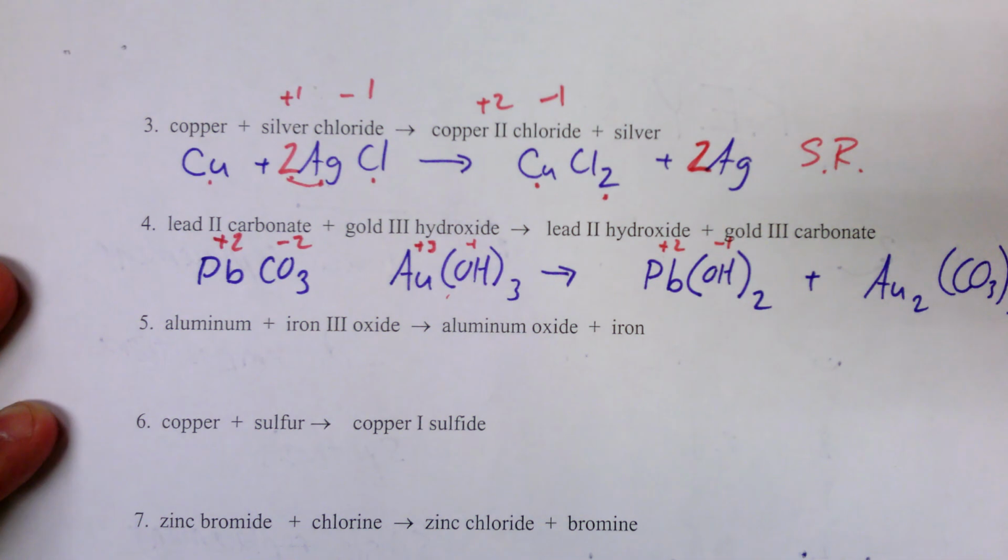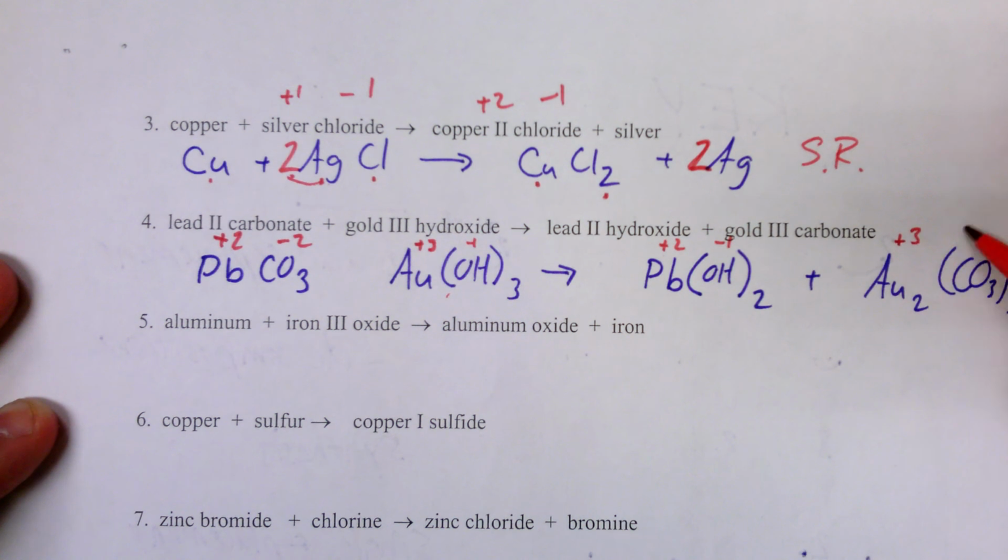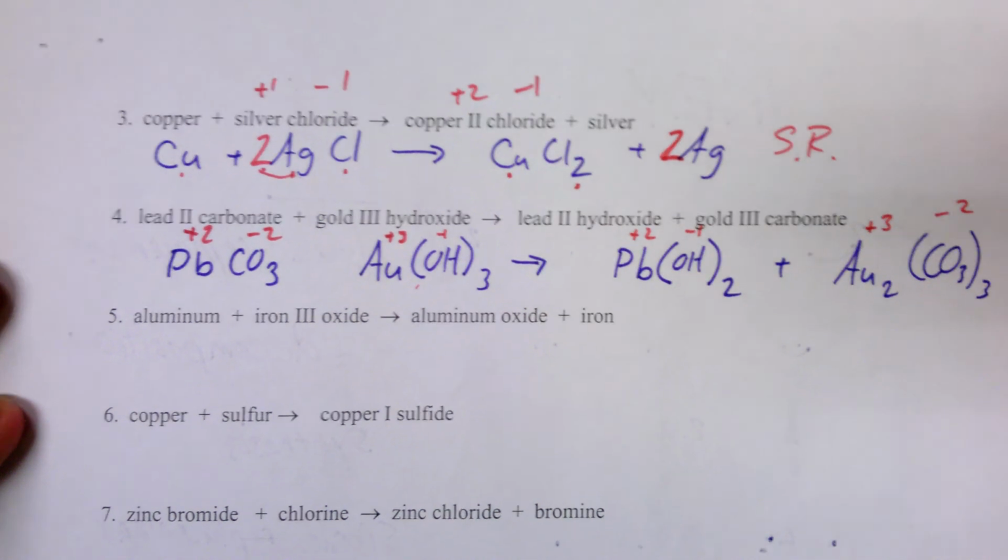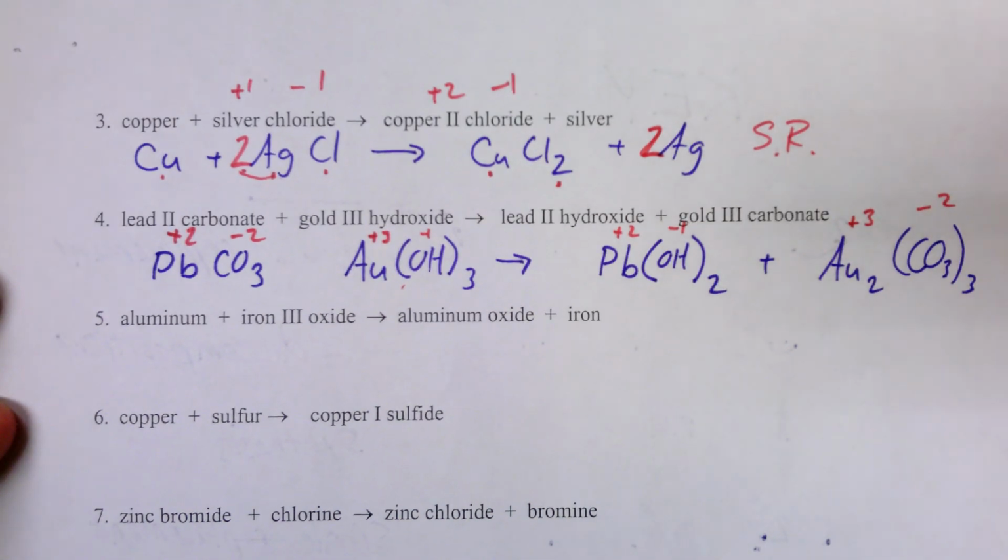Cross and drop there gives us that formula for lead 2 hydroxide and gold 3 carbonate. Because gold is a +3, carbonate is -2. You can see the cross and drop comes out like that. Now, let's look at balancing.